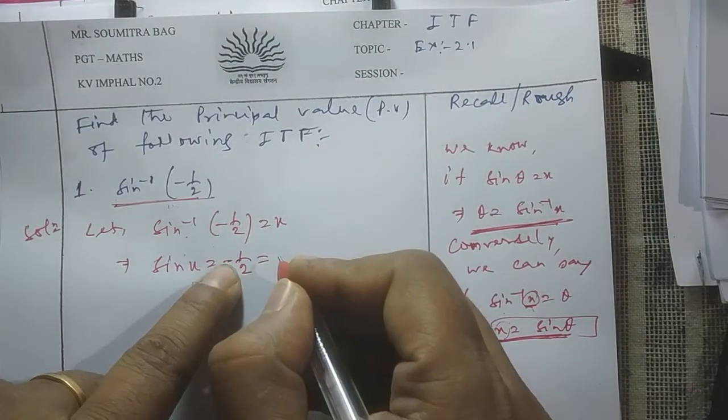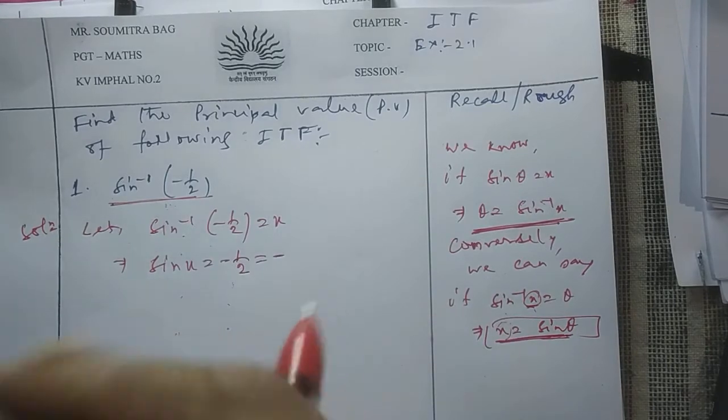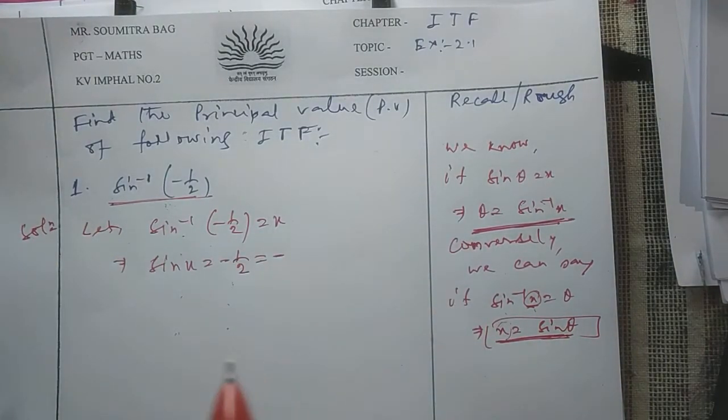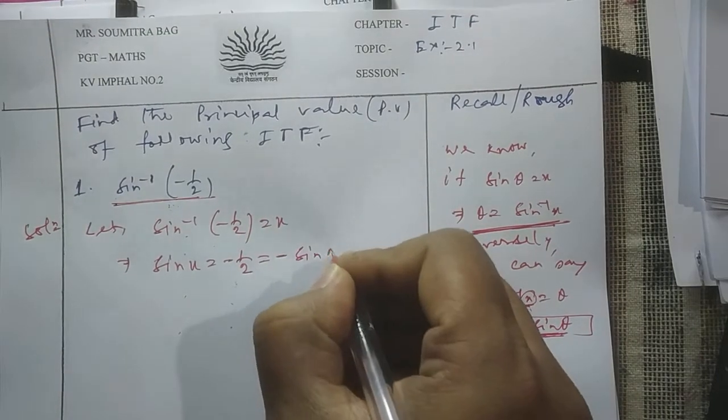Now write down minus as it is. Now remember, sin what angle is half? Sin 30 is half, meaning sin pi by 6.